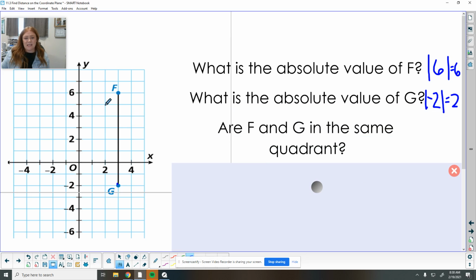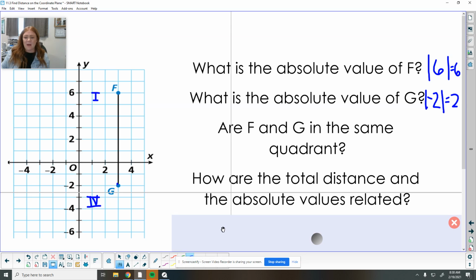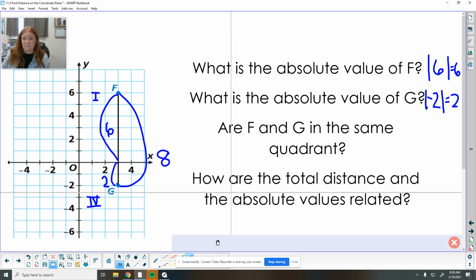So are these in the same quadrant? No, this is in the first quadrant. This one is in the fourth quadrant. So they're not in the same quadrant. So our total distance, if you remember, was 8. So here we had 6 and here we had 2. How do you think that the absolute values and the distance are related to each other?